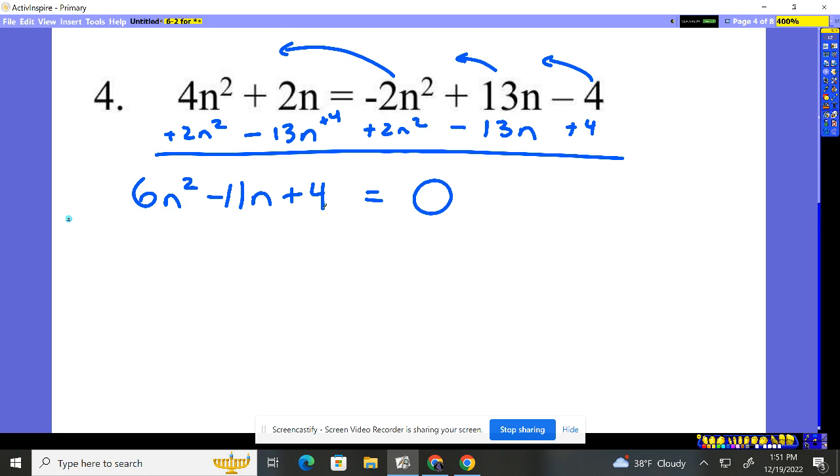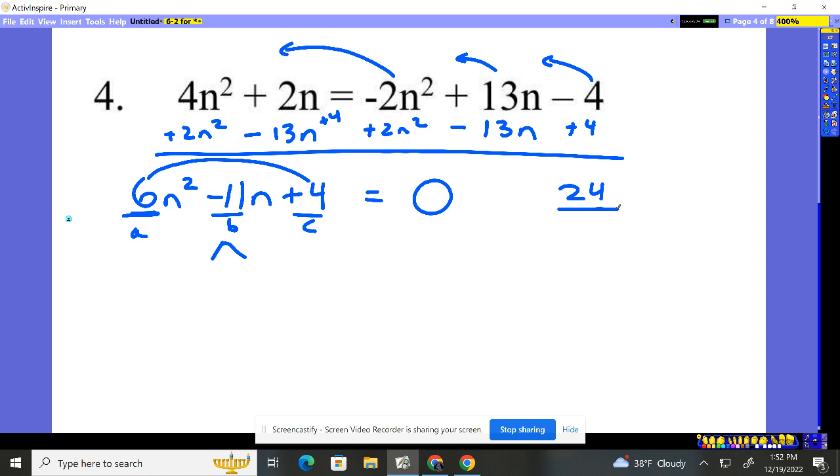We learned last section how to factor when this number in front is not just a 1, when it's 2, 3, 4, whatever. This is your A value, this is the B value, and this is your C value. And what we're going to do, if you remember, we're going to bust B apart. So how do we do this? Well, if you remember, we multiply the A and C value, which gives us 24. We think of the factors of 24. Now, it is a positive 24.